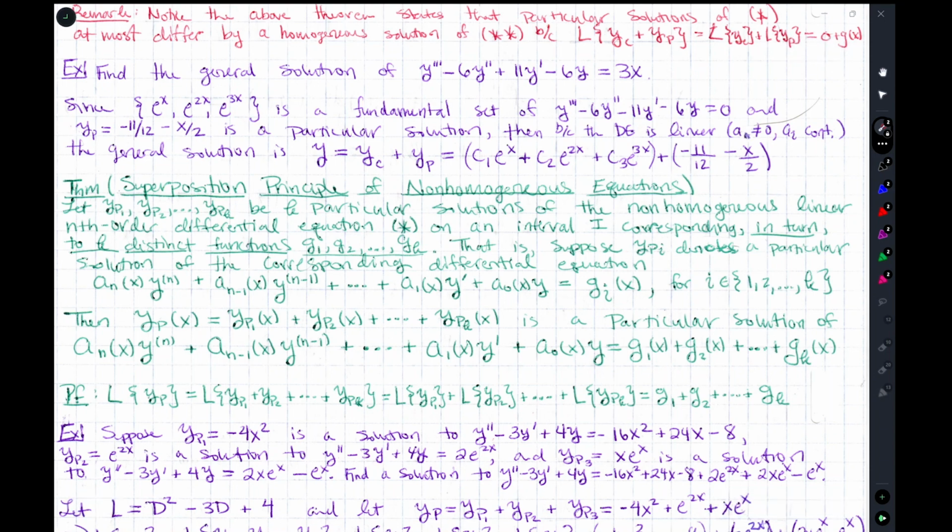k particular solutions of the non-homogeneous linear nth order differential equation (*) on an interval I, corresponding in turn to k distinct functions g1, g2, ..., gk. Now that's kind of confusing. What does that mean? That is, suppose y_pi denotes a particular solution of the corresponding differential equation that we see here. So we have k different non-homogeneous differential equations. They each have the same coefficients, but they differ by what they equal. So you have k distinct functions g in general.